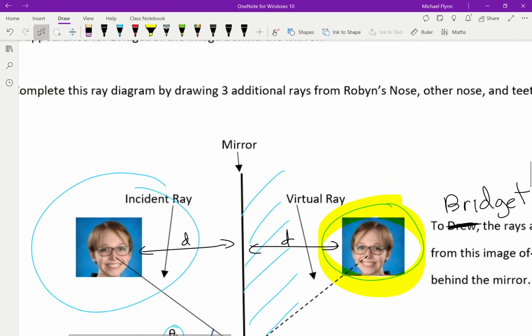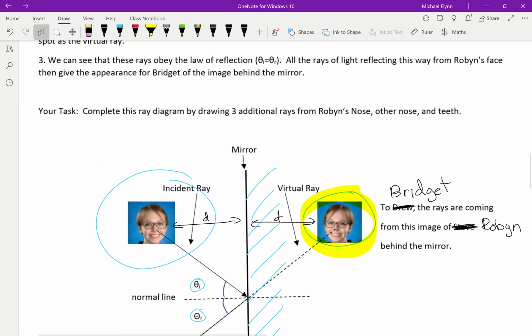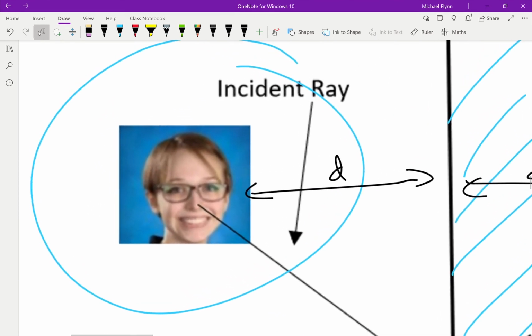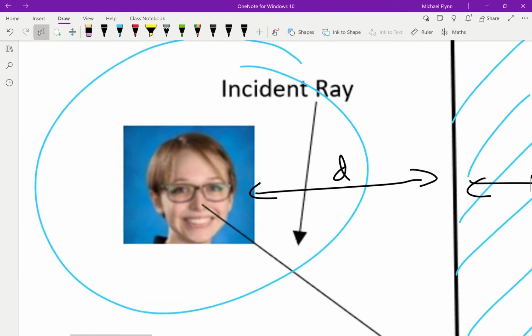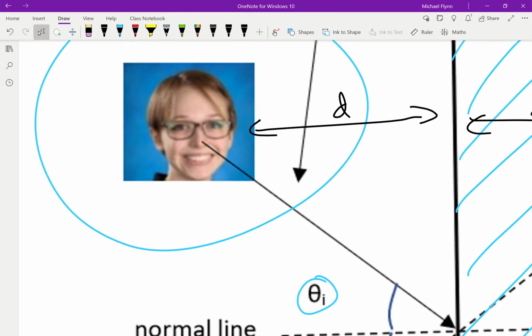Now there's a little activity here. It says complete this ray diagram by drawing 3 additional rays. You don't have to do it from, I said other nose. That's kind of funny. Nose, other nose, and teeth. Okay, how about this? Let's do her ear and teeth. So I'll do her ear for now.